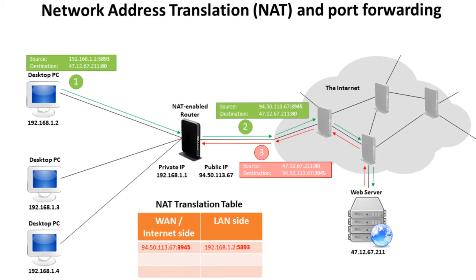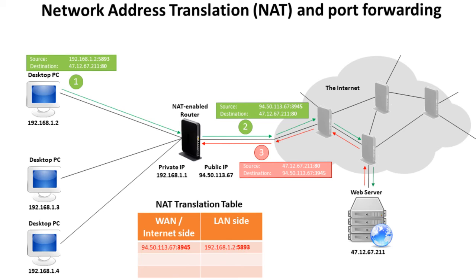and the information is sent back. So the web server says, here you go, you're coming from me, 47.12.67.211 on port 80, and it sends it to the router. Now, of course, when it reaches the router, the router knows, hang on a second, I'm not actually the destination for this information. The web server thought I was, but I'm not. Well, where do I have to send it?